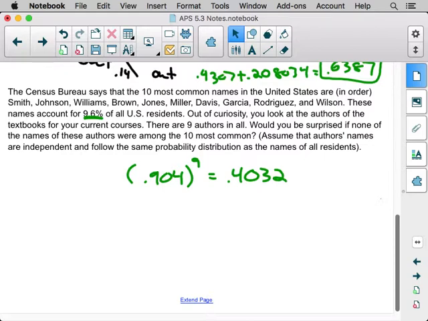Would it be that surprising to take 9 books and have none of the authors on that list? Would it be honestly that surprising? Not really. There's a 40% chance of that happening. So I'd say here, based on our calculation, we wouldn't be surprised if none of the 9 authors were on that list, because again, there's roughly a 40% chance of that happening. And that's nowhere near surprising enough to doubt that claim or anything like that. So I'm not going to write it out, but you guys, to fully answer it, should write a little snippet about not being surprised.